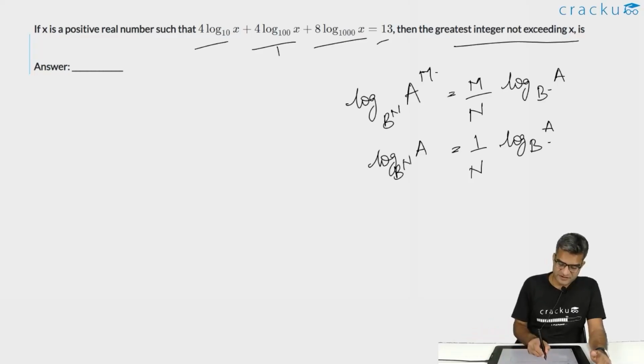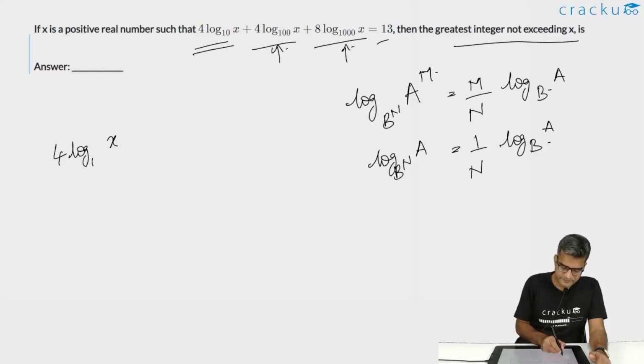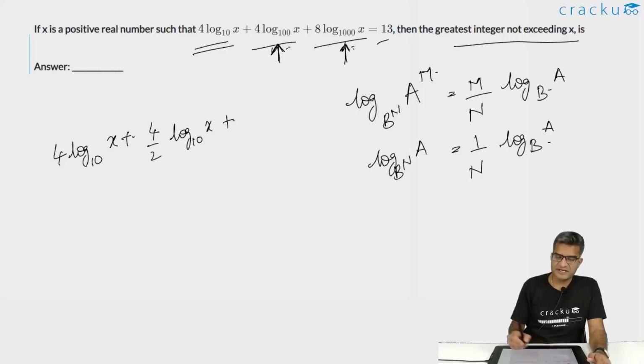In this particular case, 100 is 10 square, 1000 is 10 cube. So the first term is 4 times log x to the base 10 plus, because 100 is 10 square, this is 4 by 2 times log x to the base 10. And because 1000 is 10 cube, the third term is 8 by 3 into log of x to the base 10. This is equal to 13.